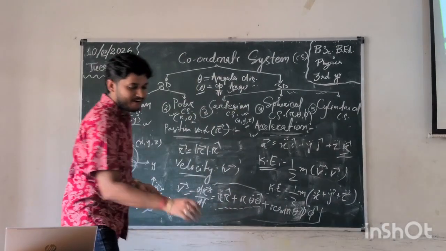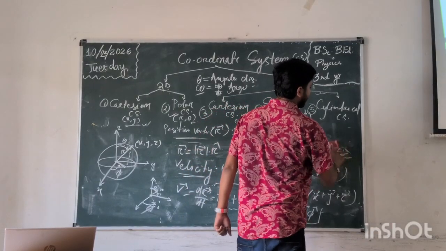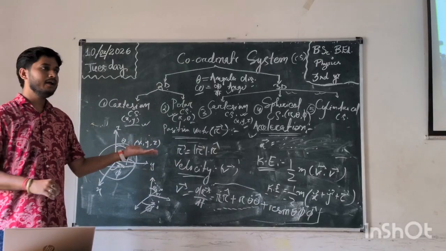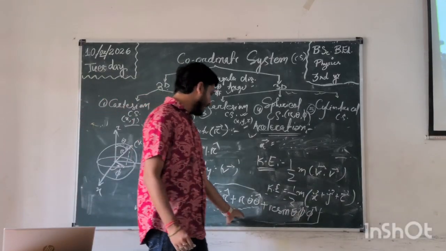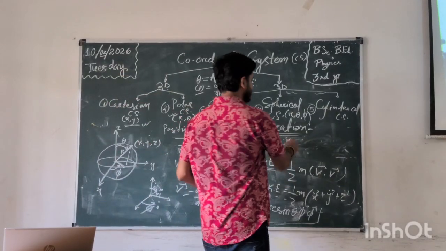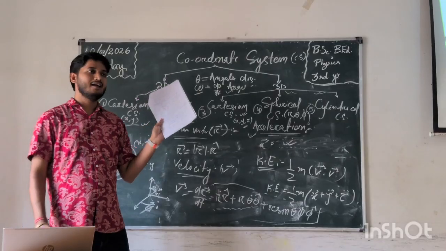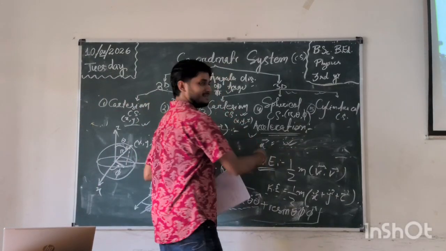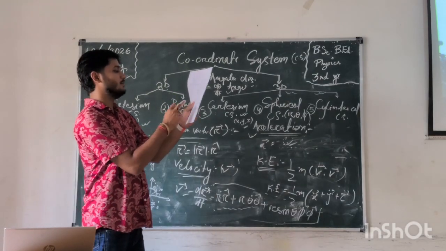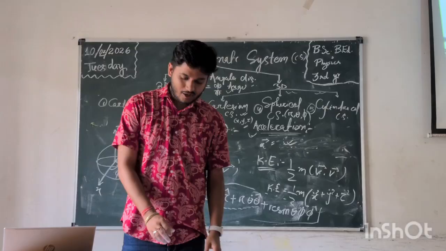Next is our acceleration. We already know acceleration is dv by dt. If we derive this term, we will get the final expression of acceleration. It is a long expression, almost 5 big terms, and there is no space here, so I am sharing these notes with you.